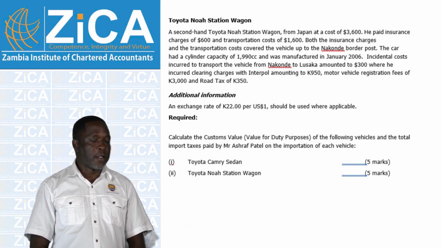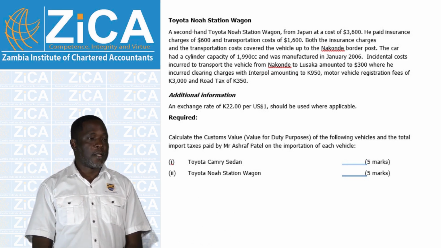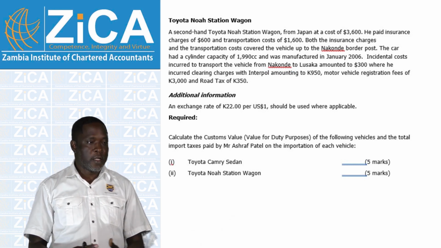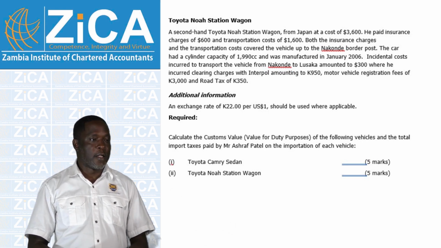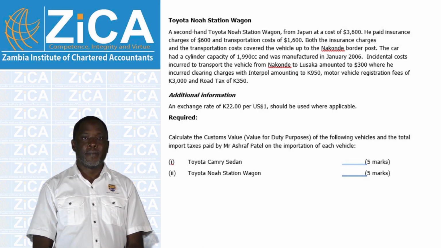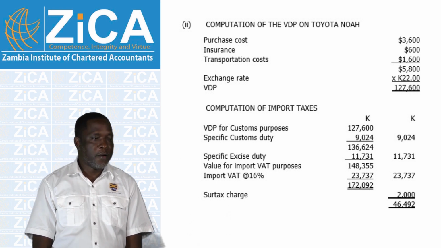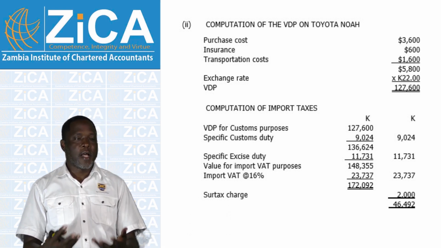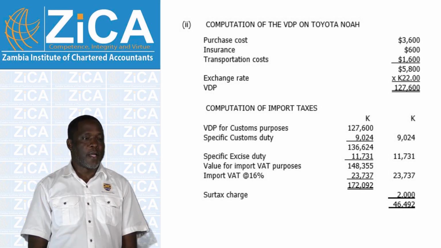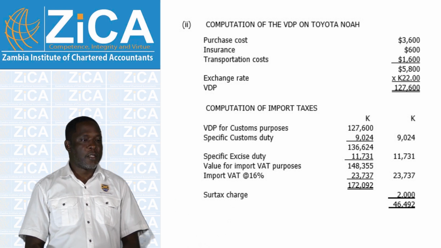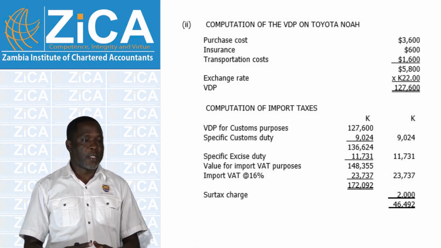Then after that, we'll assess the import taxes arising. So let us demonstrate how that will be practically done as we look at the solution. So as you can see in the solution, in determining the VDP, we have only included the costs incurred up to the point of entry into Zambia, which were the purchase cost, the insurance cost of 600, and the transportation costs up to the point of entry into Zambia. Any costs incurred within Zambia are not included.